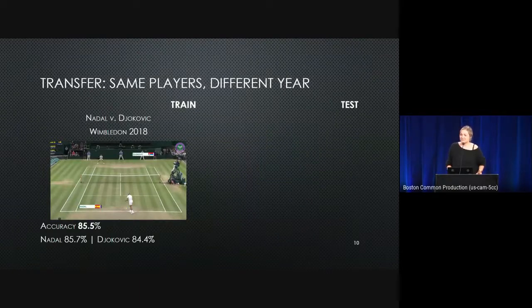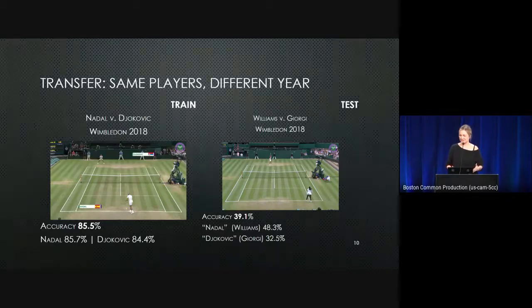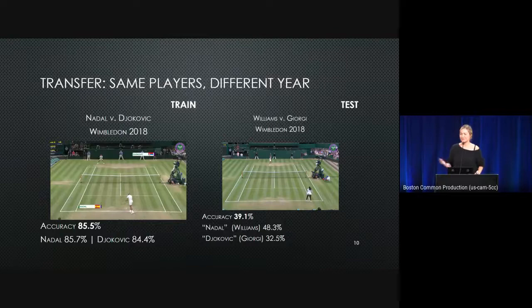Now, you might be saying, well, it's not really all that much above chance, but here's Serena Williams versus, I can't remember her first name, I'm sorry, Georgie. And you can see what happens when we train on Nadal versus Djokovic and then say, okay, tell me who's Nadal in this match, tell me who's Djokovic in this match. The algorithm just has no idea. It's just randomly guessing. It's not doing well.